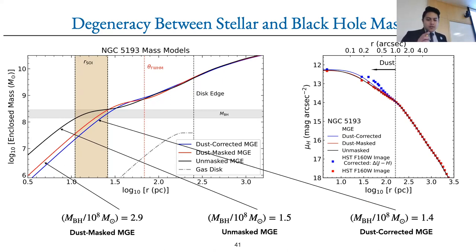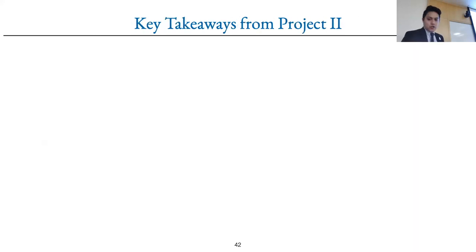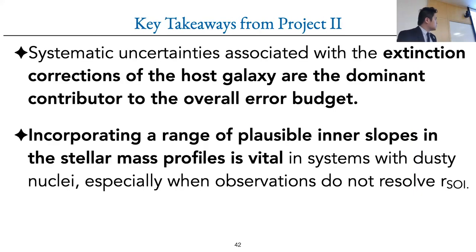So some key takeaways from project number two: systematic uncertainties associated with the extinction corrections, or pretty much how you handle the dust in these systems, are the dominant source of the uncertainty in the measurement. And that's why it's vital to incorporate a range of models that can give us a bound on how much extinction, or dimming of light, is present in these systems. And it's very important when these observations do not resolve the sphere of influence.